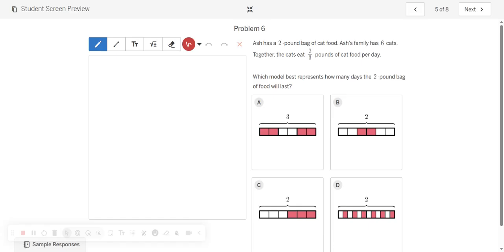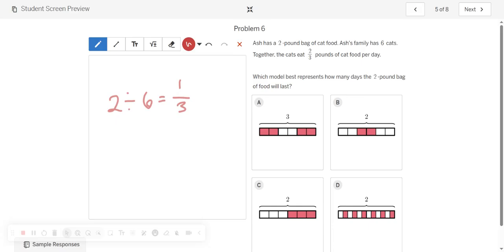2-pound bag, 6 cats. Each cat eats 2/3. So you've got 2 divided by 6 equals 2/3. That doesn't work. It's not going to even last a day, because you've got 6 cats. That would be 1/3. You've got 2/6, which is 1/3 each.